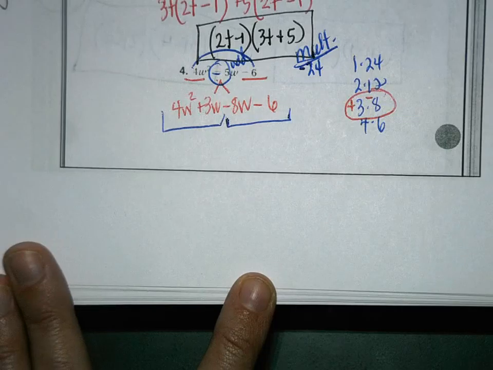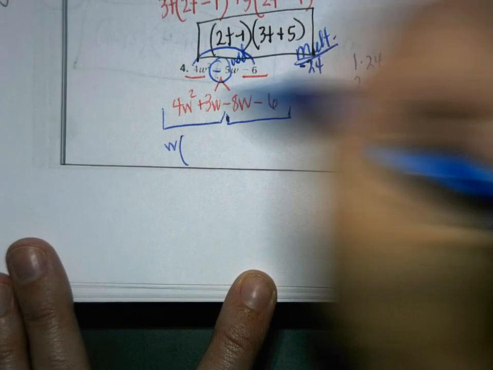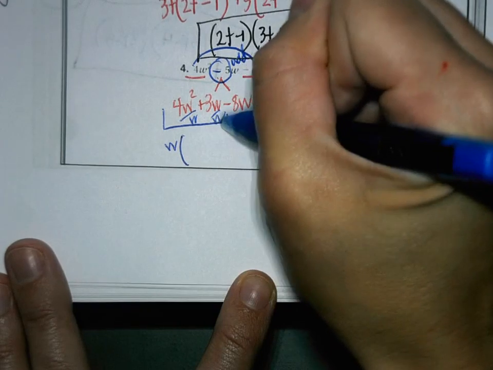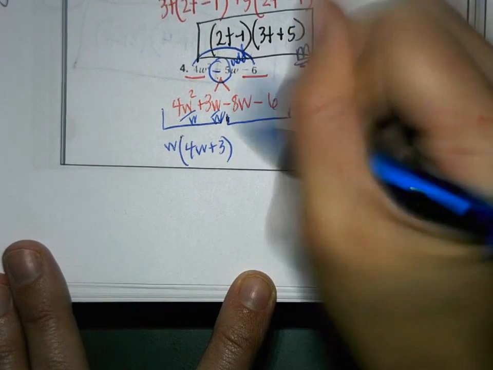Just a W, right? Do you guys agree? So I can only take out a W. I divide each of these by W. I'm left with 4W plus 3. Second group, what could I take out?